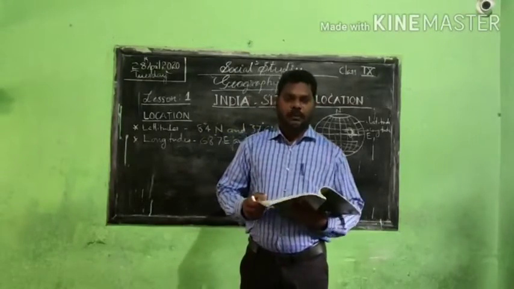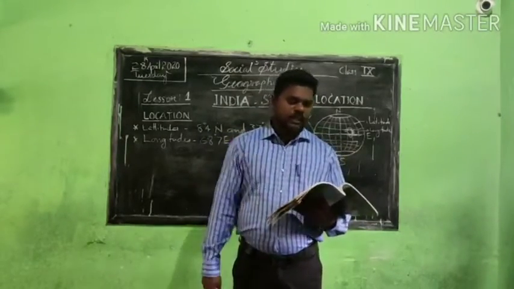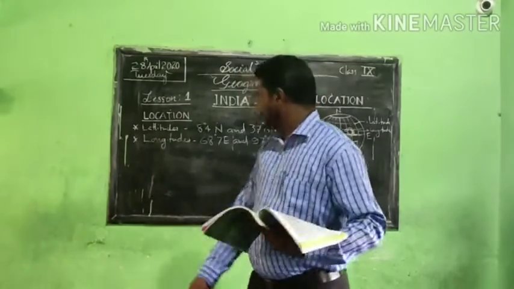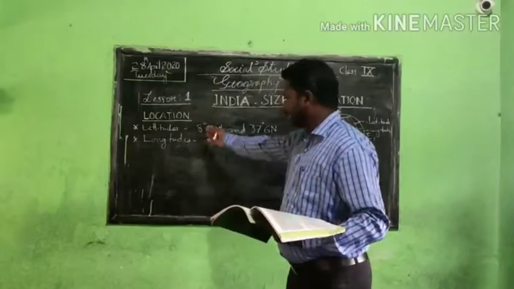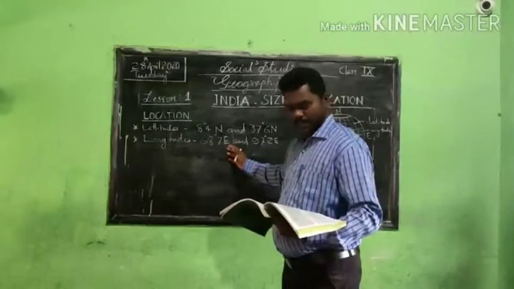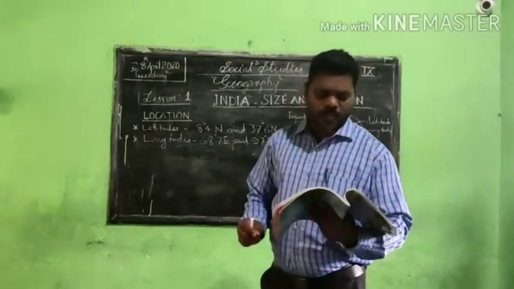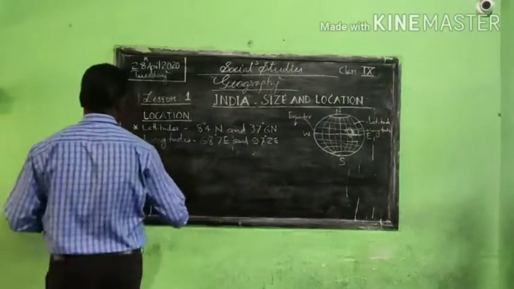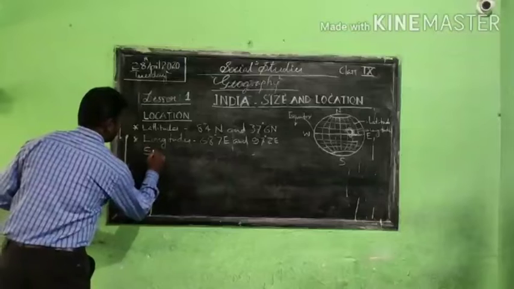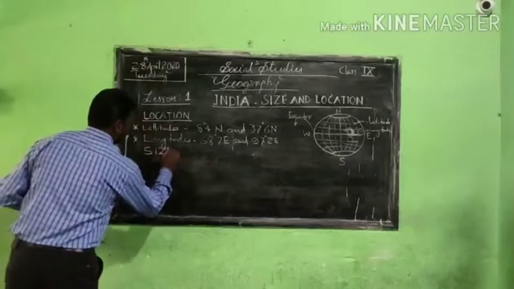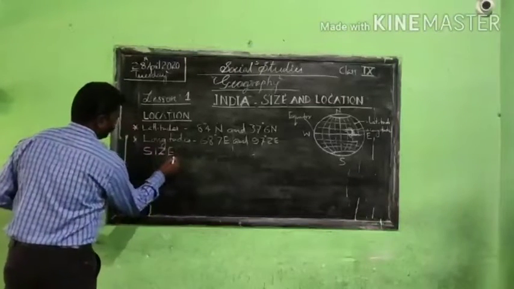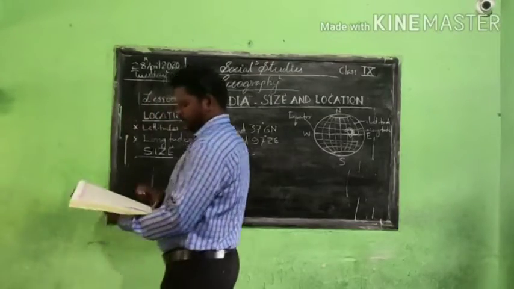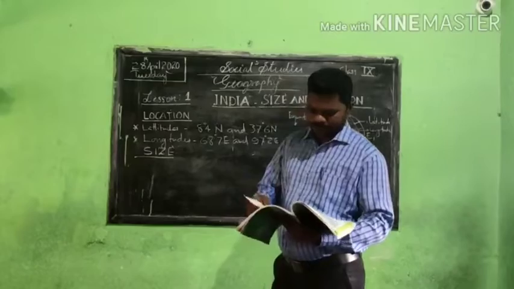So now I would like to give a more explanation about that, and before that we have to go to the size, because we learned the locations and the latitude and longitude. We already learned about that. Now we have to learn the size of India. Now listen to me. Let me write. Okay, this is the size. We are going to learn about the size of India.